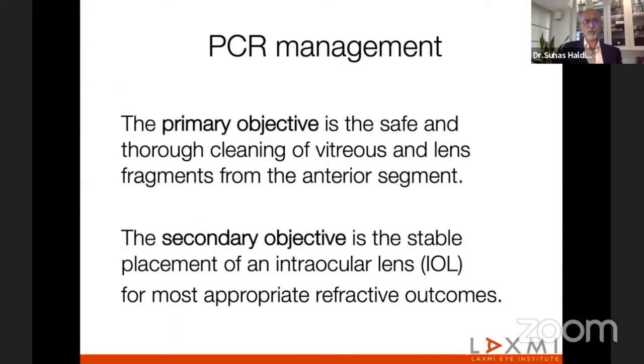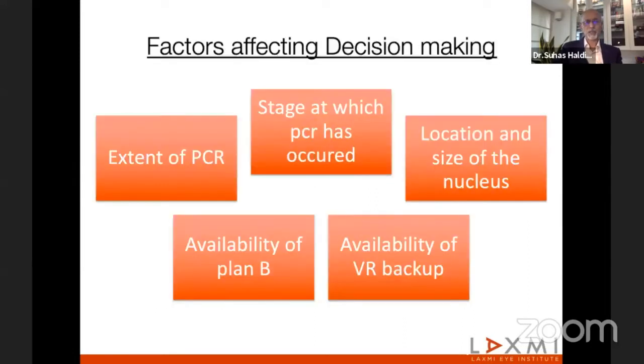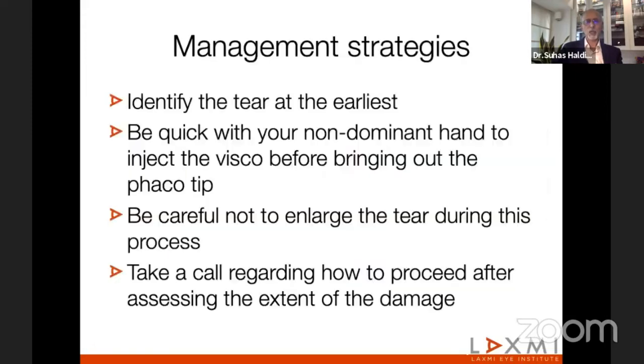So let's talk about the management part. The primary objective is a safe and thorough cleaning of vitreous and lens fragment from the anterior segment. That's our primary objective. And the secondary objective is the stable placement of an intraocular lens for most appropriate refractive results. So the factors affecting your decision making would be first and foremost the extent of rupture and the stage at which the PCR has occurred, the location and the size of the nucleus, and most importantly, what is your plan B and whether you have an availability of VR backup. Now, all these things together will help in making your decision.